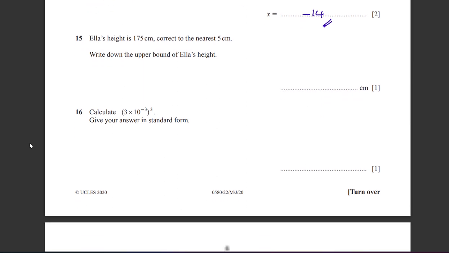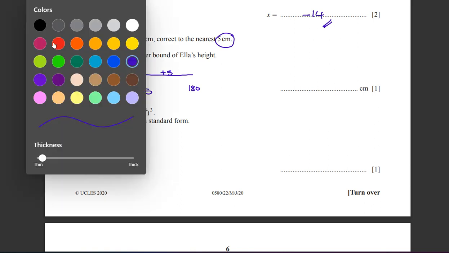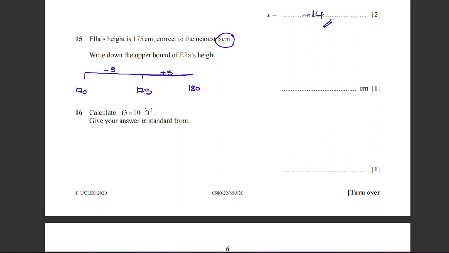Ella's height is 175 centimeter, correct to the nearest 5. Write down the upper bound. Okay, I have this is my line, and this is 175. If you add 5, it will be 180, and if you subtract 5, it will be 170. Then what is the middle? He needs the upper. So I will take the midpoint between them: 177.5, and this is the upper bound.